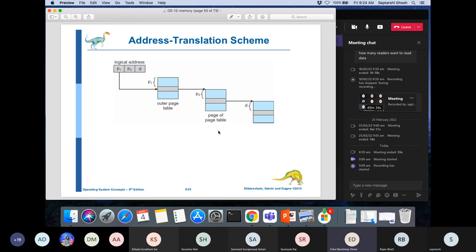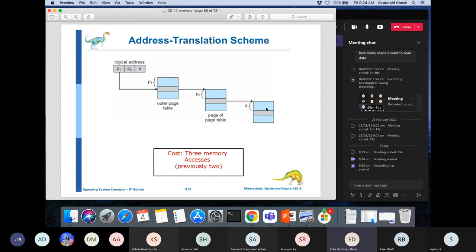Let me proceed a few slides more, then I'll ask for questions. Of course, you see that now there is an increased cost. It seems that for every data access, we require three memory accesses: first to the outer page table, next to a particular page of the page table, and then to the data.